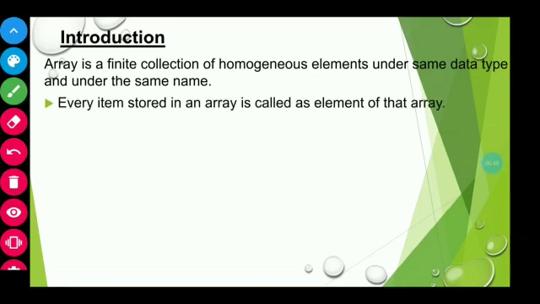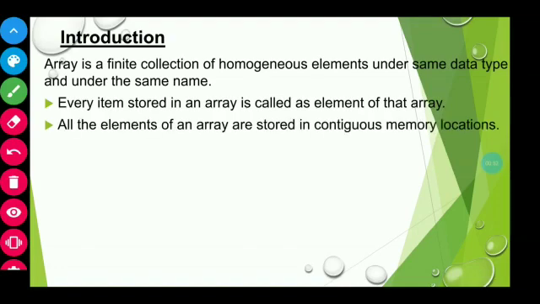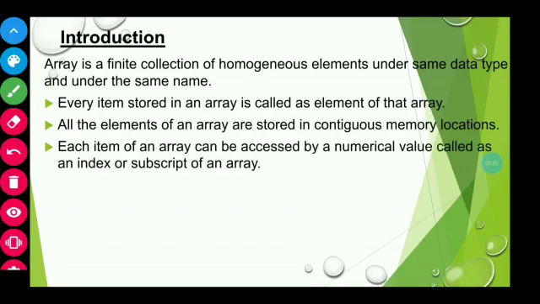Let us see some more details about arrays here. Every item stored in an array is called an element of that array. All the elements of an array are stored in continuous memory locations. Each item of an array can be accessed by a numerical value which is called an index or subscript of that array, and it starts from 0 and ends at n minus 1, where n represents the number of elements in that array.